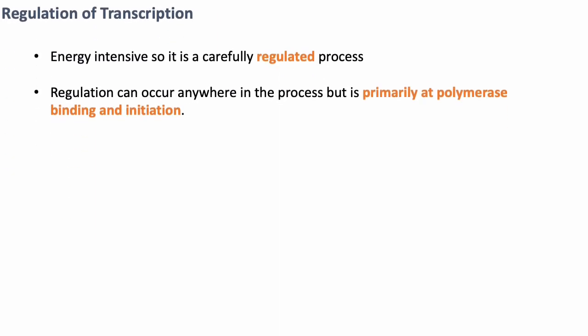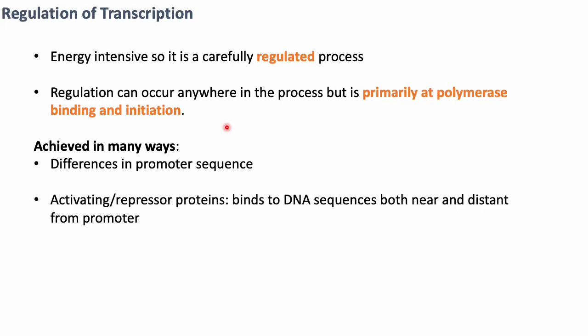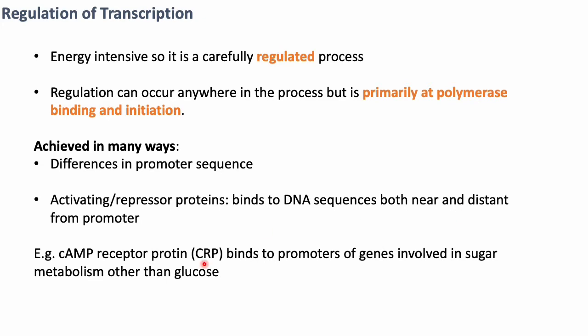So there's regulation of transcription. Transcription is very much energy intensive, so it's a carefully regulated process, and regulation can occur anywhere in the process, but it's primarily at the polymerase binding and initiation. Now, this is achieved in many ways. So there are differences in promoter sequence. We also have activating and repressor proteins. These bind to DNA sequences which are both near and distant from the promoter. One such protein is known as cAMP receptor protein, also known as CRP. This binds to promoters of genes which are involved in sugar metabolism other than glucose.